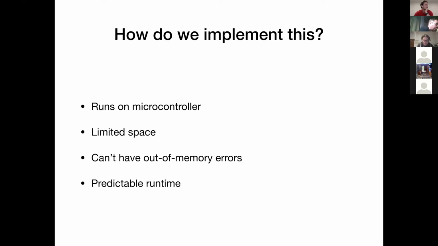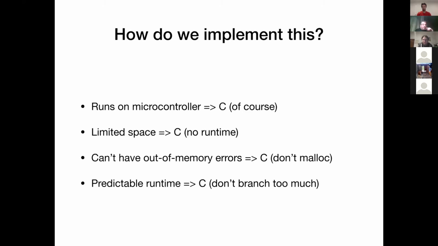We've got an embedded system, so it's got to run on a microcontroller. There's limited space on these things. It's got to run not quite forever, but we don't want to worry about crashes and out of memory errors and things like that during runtime. And we also want predictable scheduling runtime, so the time between iterations should be relatively similar. Given these constraints, what do we implement it in?